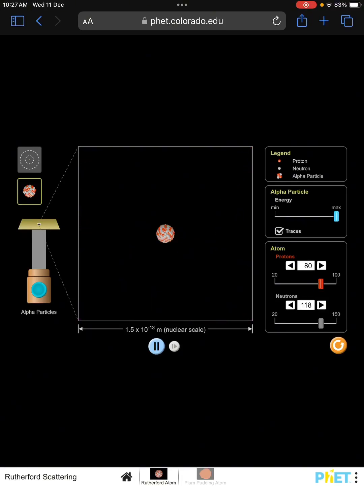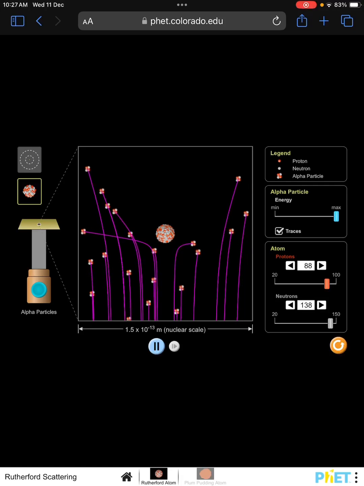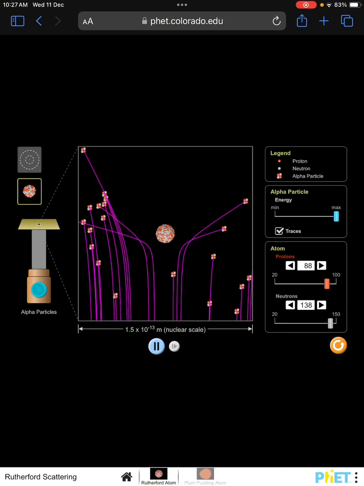By the way, you can also change the nucleus, okay? So here they have 79. 79 is gold, okay? 79 protons. So you can increase the number of protons and neutrons and see what's gonna happen. So you see that you get a lot of backscattering.